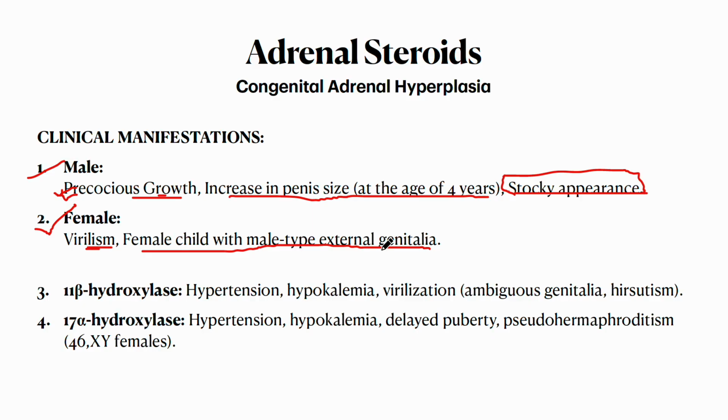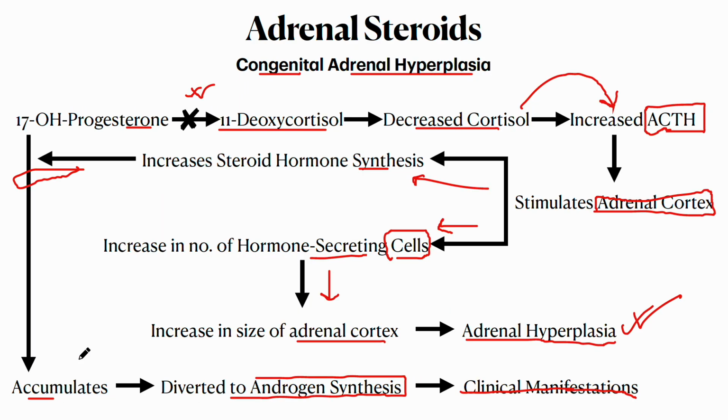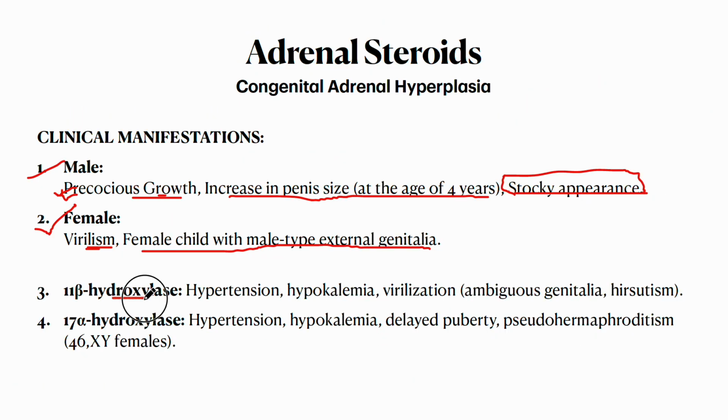As I have talked about earlier, not only 21 hydroxylase, but also 11 hydroxylase and 18 hydroxylase enzymes can become deficient. So in those cases, if there is 11 beta hydroxylase enzyme deficiency, the manifestations are hypertension, hypokalemia, virilization, that is ambiguous genitalia, and hirsutism. And in 17 alpha hydroxylase deficiency, there is hypertension, hyperkalemia, delayed puberty, and pseudohermaphroditism, that is both male and female characteristics, like 46XY females, right? So that is the clinical manifestation right here.